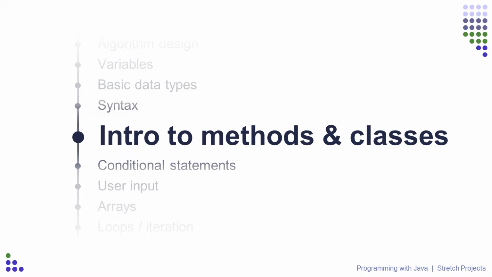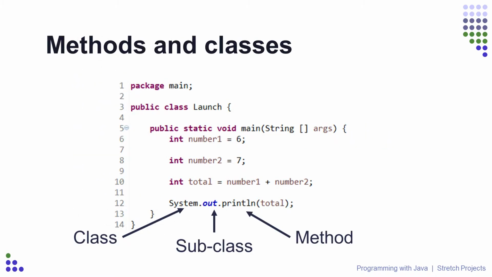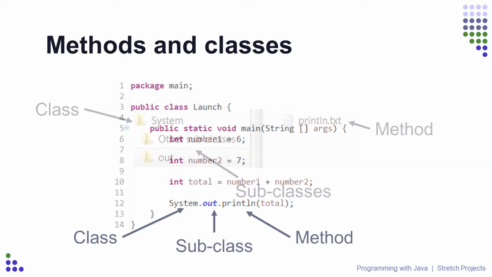The best way to do this is to break our code down into smaller, more manageable and readable chunks, and we're going to use classes and methods to do that. We have actually been using methods and classes already in our code. System.out.println is actually a method called println, and that method is within a subclass called out, and that subclass is within a class called System.